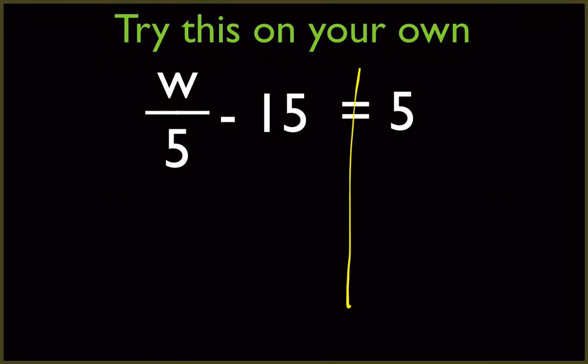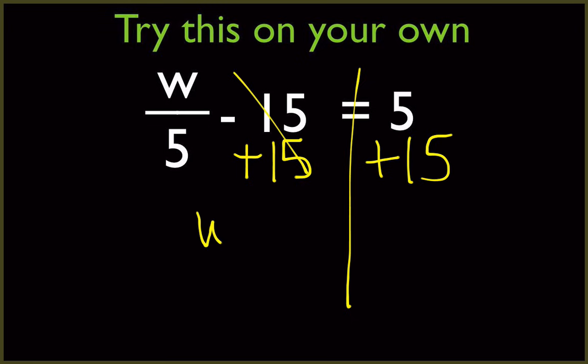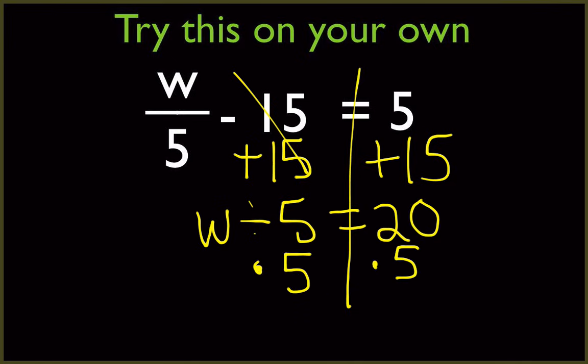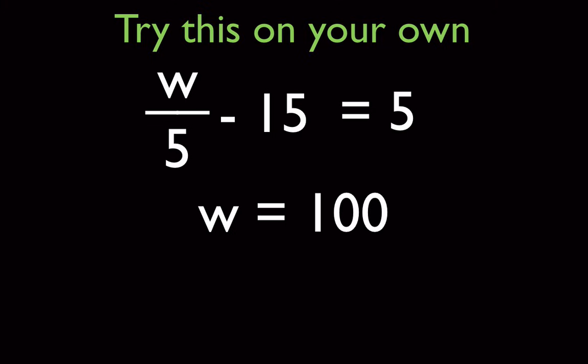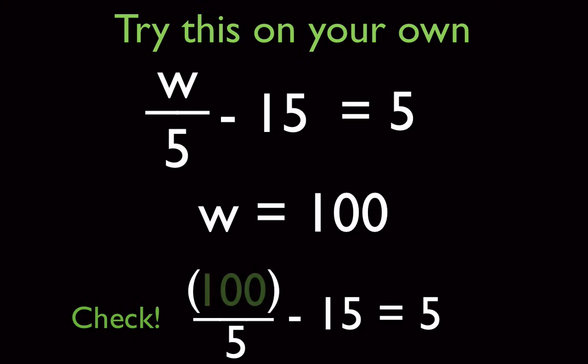Alright, drawing my line, adding 15 to both sides to cancel out and make 0. Rewriting the problem, and then multiplying to be the inverse of division, and I get w equals 100. Okay, checking my answer. 100 divided by 5, which is 20. 20 minus 15 is 5. Yep, we're good. So our answer is correct.